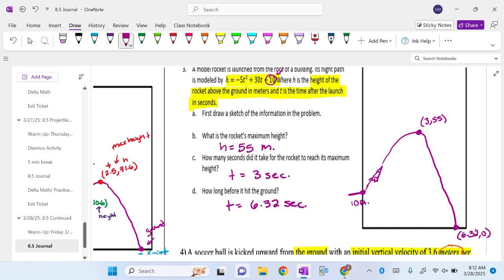And then who has how long it takes before it hits the ground? 2 decimal places, so I want to round it. Right. So it hit the ground in about 6.32 seconds. And that came from our x-intercept, which was 6.32, or it was like 6.31 and a bunch of extra numbers. I rounded it. All right. Any questions on any of these problems?